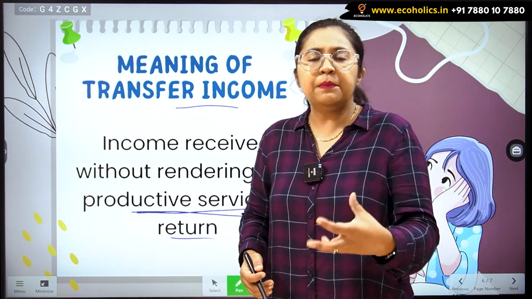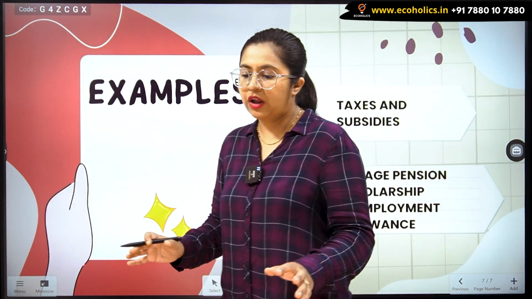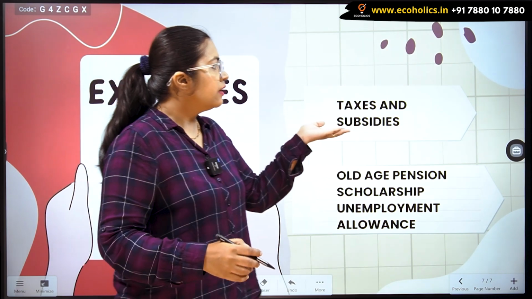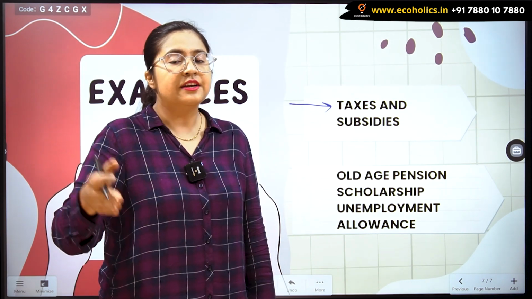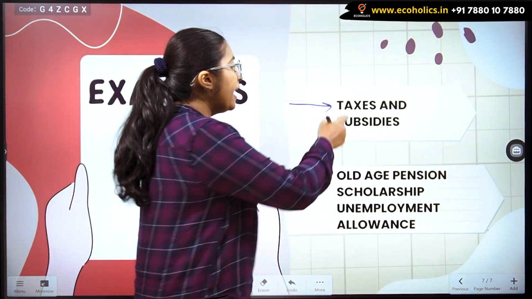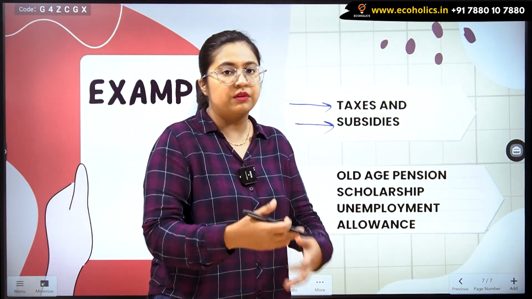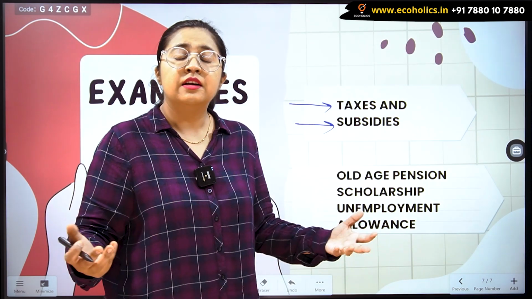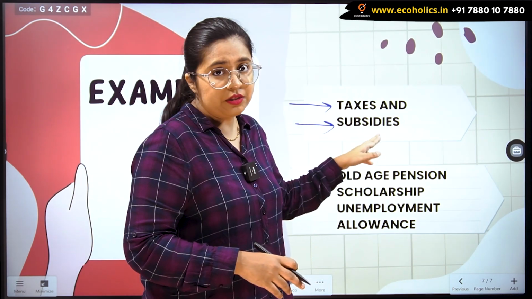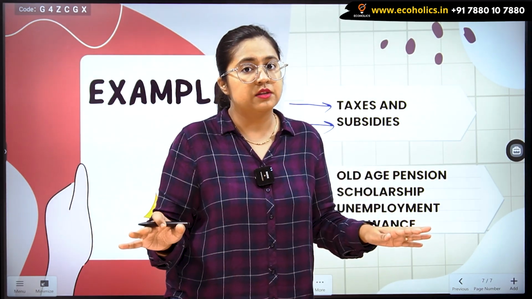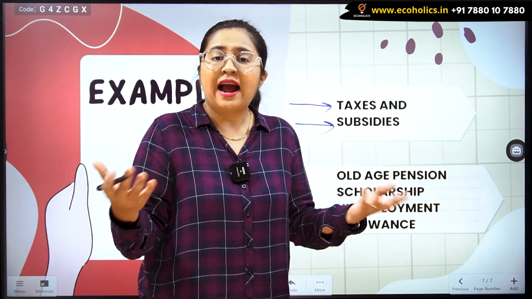To simplify this concept, let's understand it with a very nice example. Imagine that the government taxes individuals and businesses, and the government provides subsidies to individuals and businesses for different other purposes. So what is it? It is transfer income. Whether it is taxes or subsidies, they are just transfer incomes for the government. They are not rendering any productive activities.